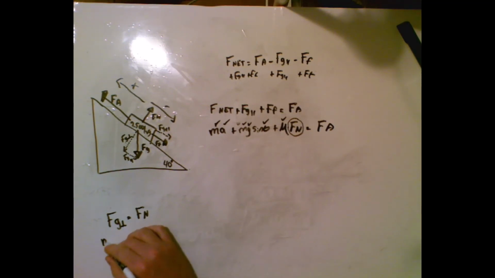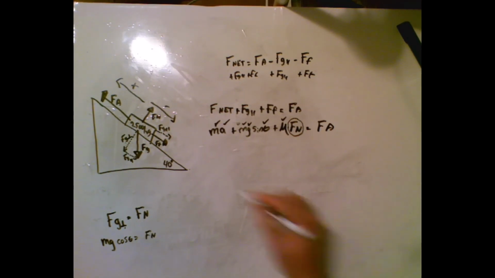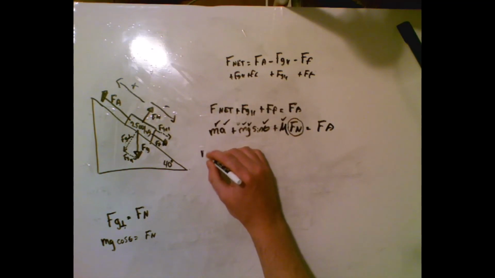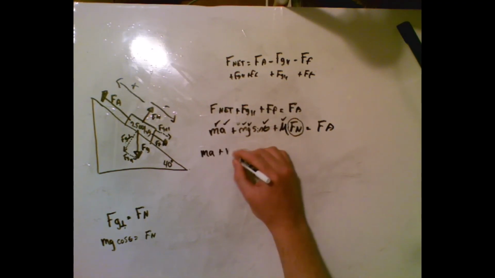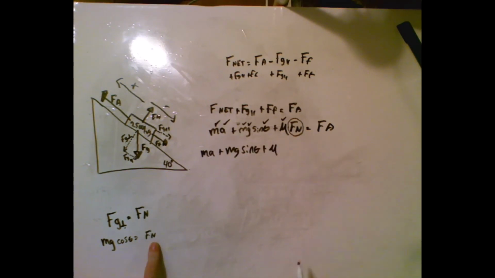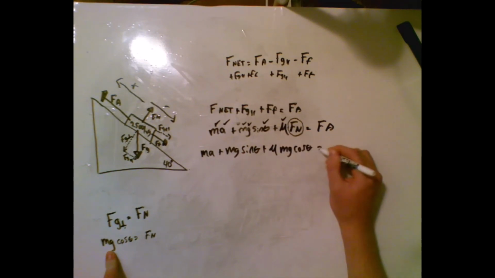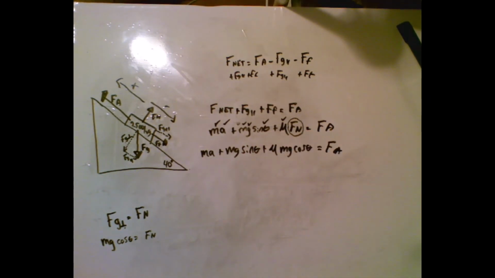So Fg we can break down into mg, and then this one we can break down into cos theta. And that's going to equal our force normal. Right? So I can add that to my formula if I wanted. So ma plus mg sine theta plus mu, and then our force normal is equal to mg cos theta. And you can do this in chunks or you can do it all in one, but it's up to you, whatever you want to do. So now we're ready to solve this question.